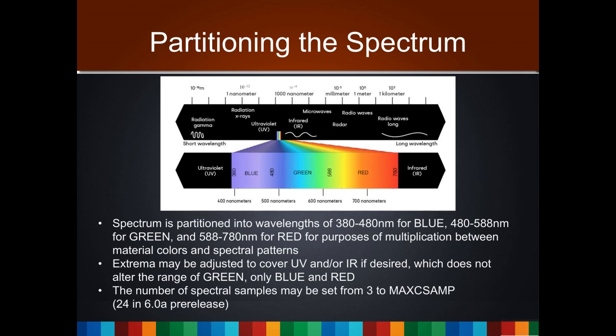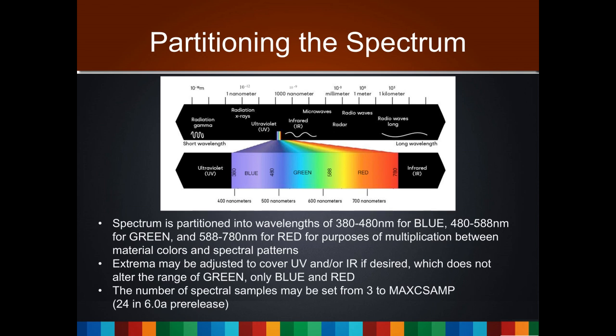Oops, skipped a slide. What happened there? The extrema may be adjusted to cover UV or IR, so you can move these endpoints so they don't have to be 380 and 780. And then the extended ranges get lumped in with the same red and blue. The green range never changes. These wavelength choices may seem peculiar, but I did some tuning and found the ones that best agree with the existing RGB color space definition. So if you use those spectral ranges and you just plug in a block of energy into each of those ranges, you get out what is very close to our existing RGB color space.